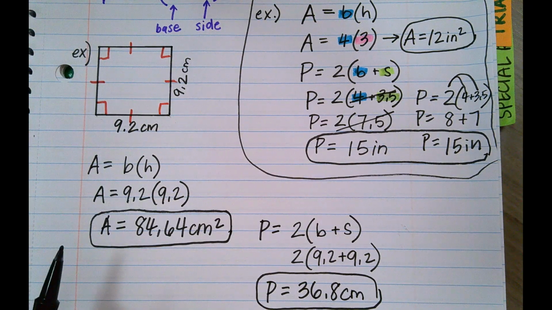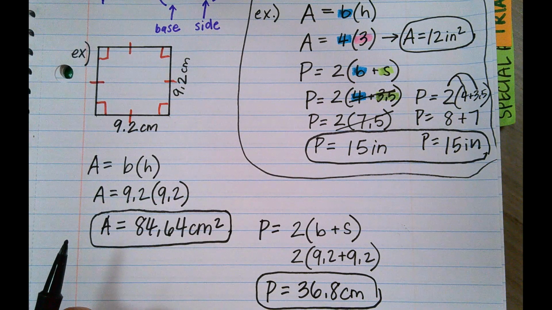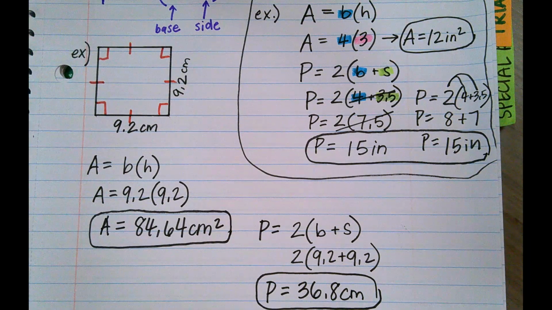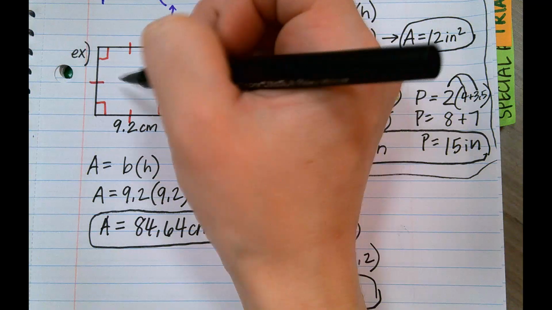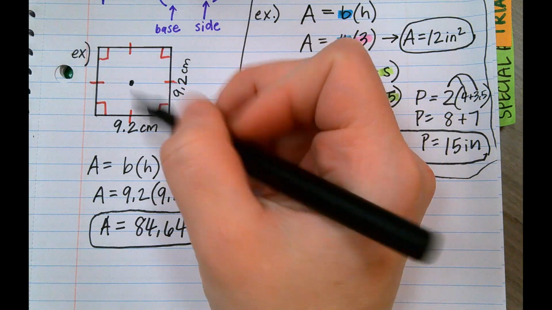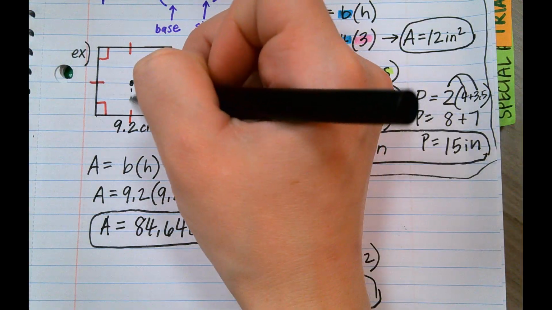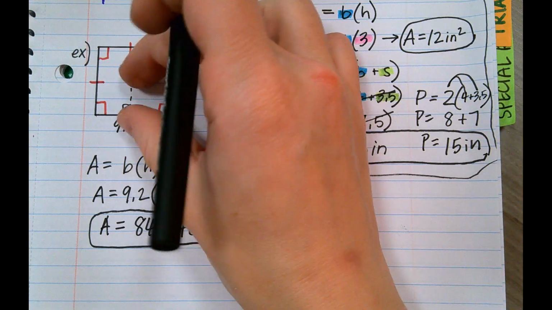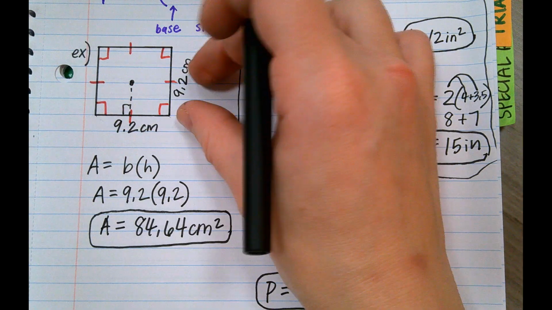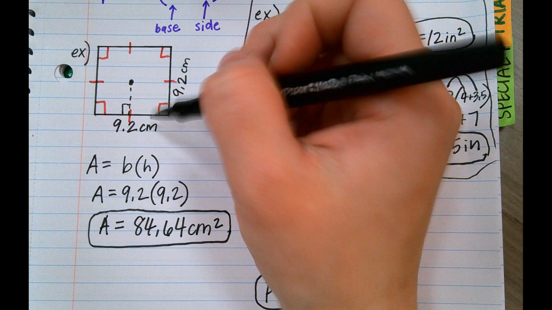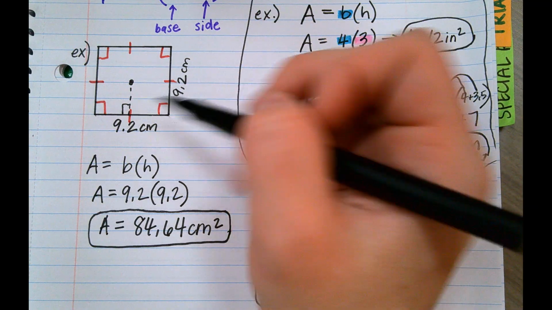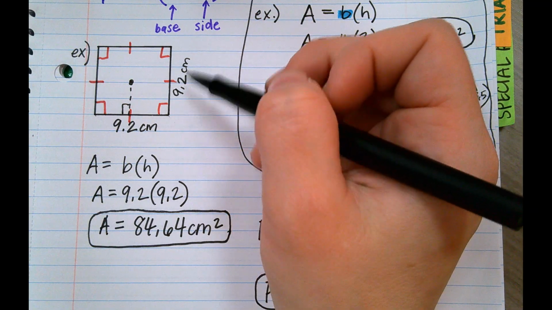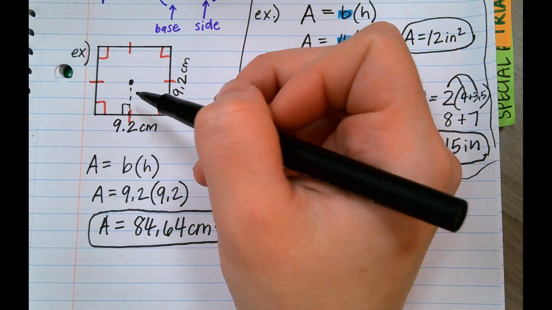Your apothem would be 4.6. How did you find that? Divide 9.2. Yeah. So we know the apothem is from the center of the shape down at a 90-degree angle. This lines up with the side perfectly, and it's at the halfway point. If I wanted to know the apothem, I could just take 9.2 divided by 2.